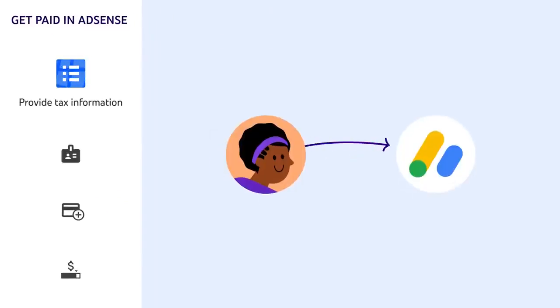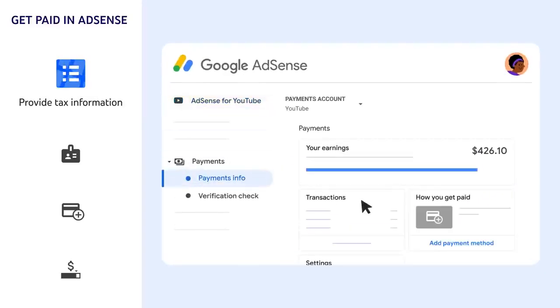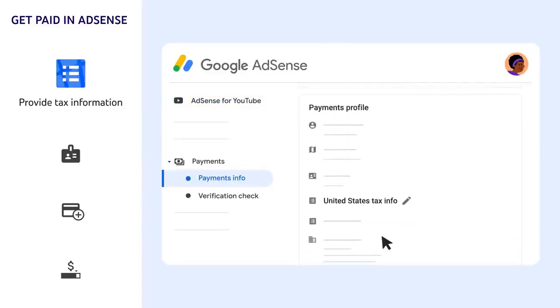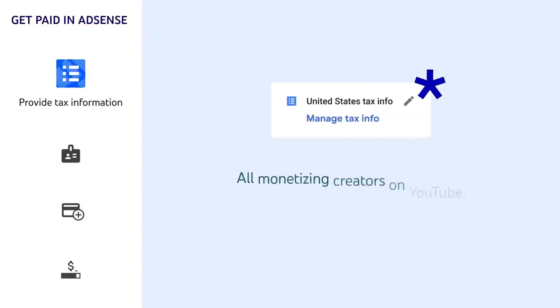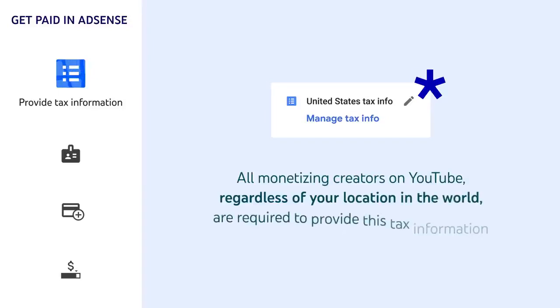Sign into AdSense using the Google account you initially signed up with. Go to Payments, then Manage Settings. Scroll to Payments Profile, then click Edit next to United States Tax Info, and then Manage Tax Info. Note all monetizing creators on YouTube, regardless of your location in the world, are required to provide this tax information. From here, you'll be asked a series of questions to complete the appropriate tax form. If you're ever unsure about which forms you need to fill out, you should consult a tax advisor.